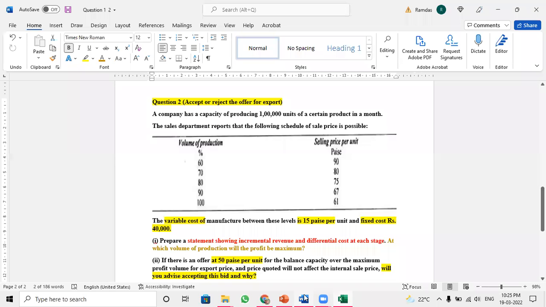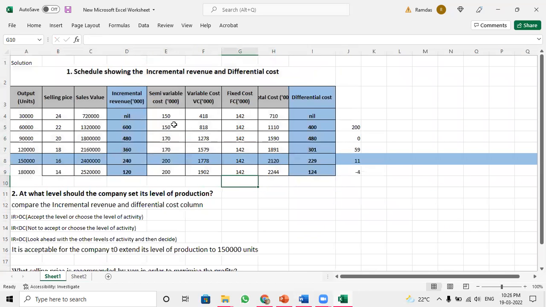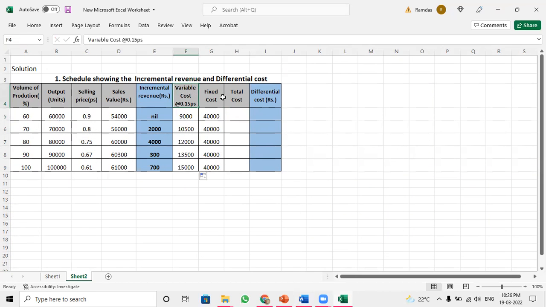In this problem, they have given us only variable cost and fixed cost to calculate the total cost. But if you look at the previous question, they had given us semi-variable cost, variable cost, and fixed cost. In this question, we have only variable cost and fixed cost. So total cost is equal to variable cost plus fixed cost. I apply the same formula. Total cost we have calculated.